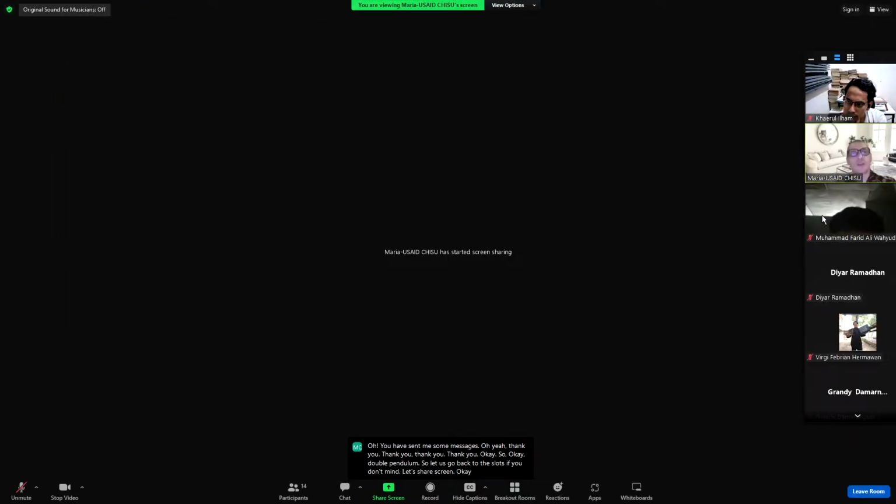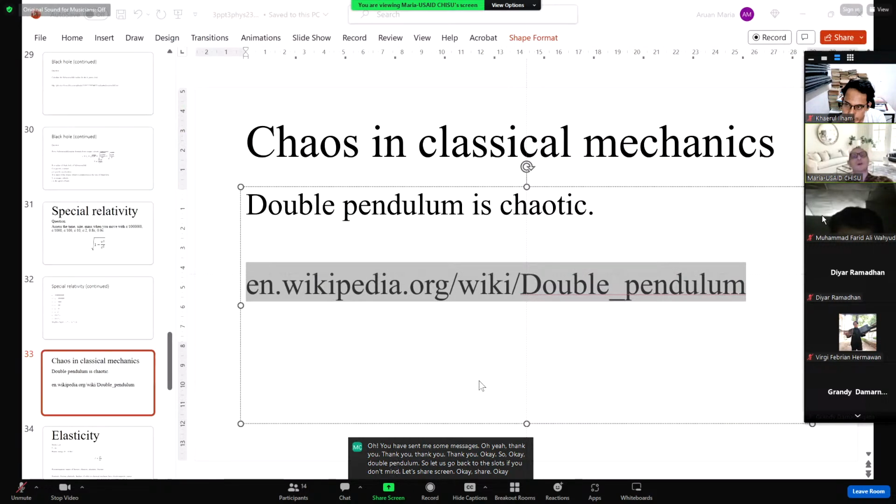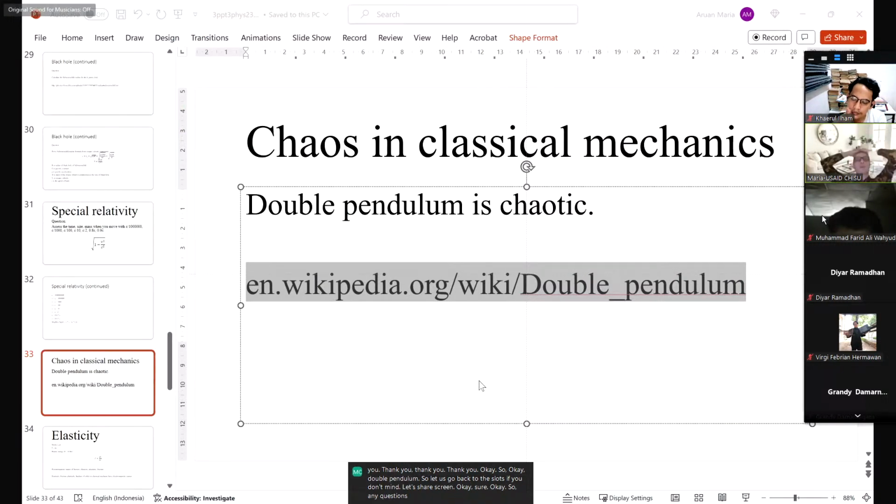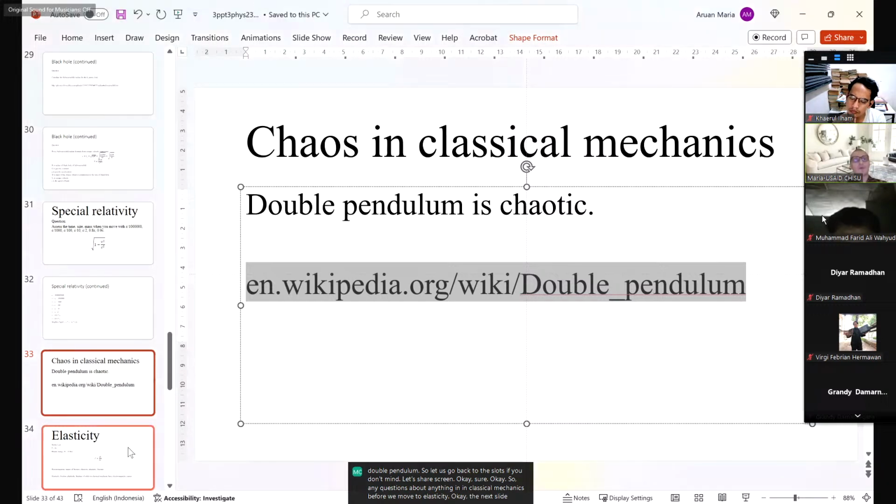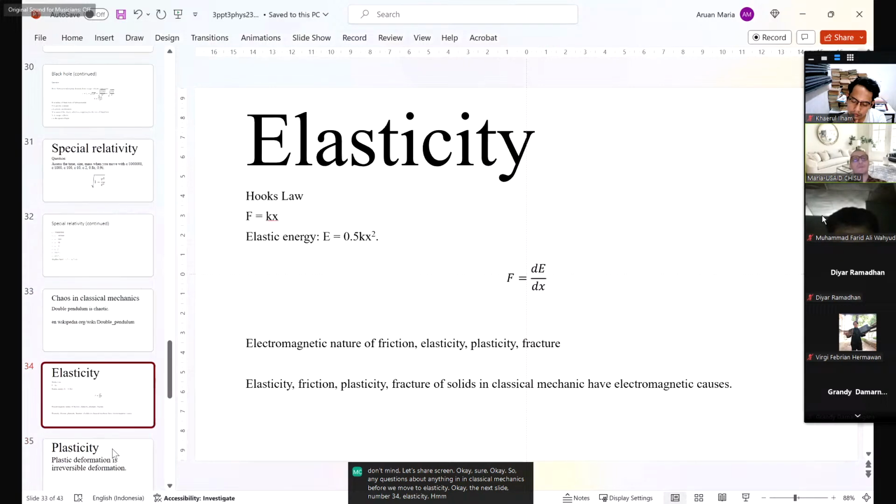Okay, so any questions about anything in classical mechanics before we move to elasticity? Okay, the next slide, number 34, elasticity. There we go.